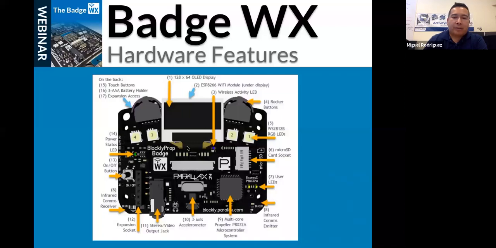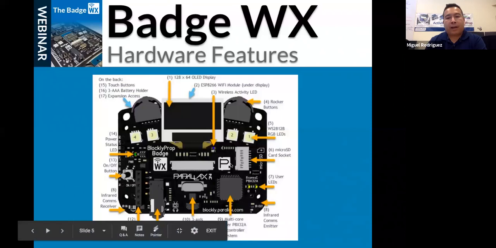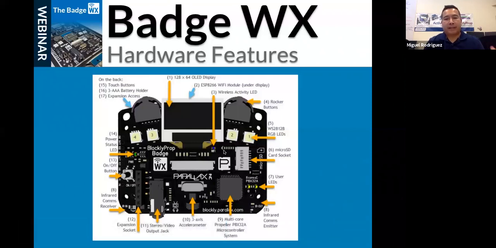As soon as you turn on your badge, you can have it look for a Wi-Fi signal. That's one of the reasons it's called WX, because now you can program the badge wirelessly, whereas in the previous versions you had to connect the badge to a USB cable and to your PC. You don't have to do that anymore. Behind this screen right here, we have a Wi-Fi module, and you connect that to your network, and you connect the badge to the same network, and using Blockly, you can download a block program onto your badge.